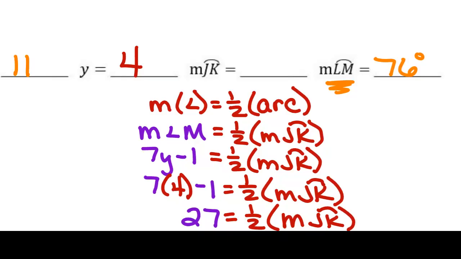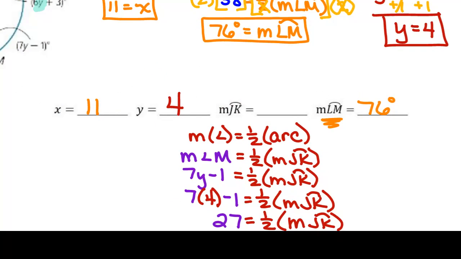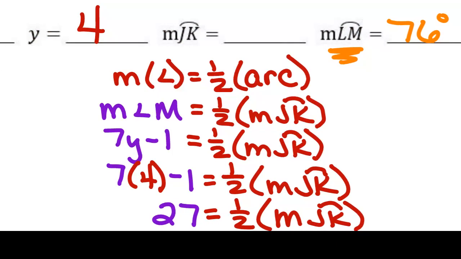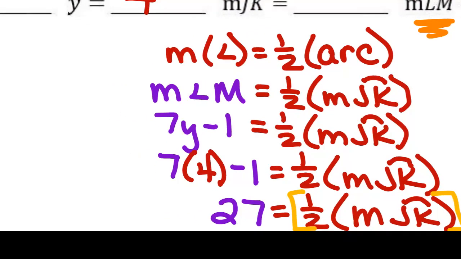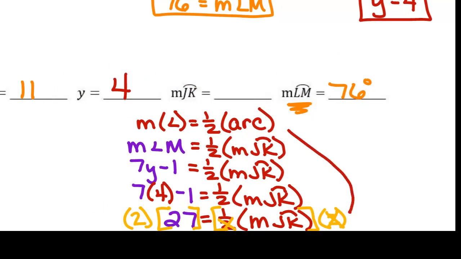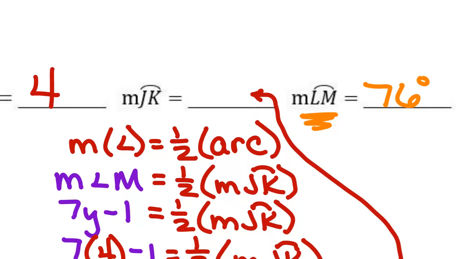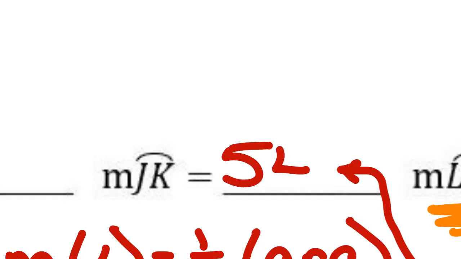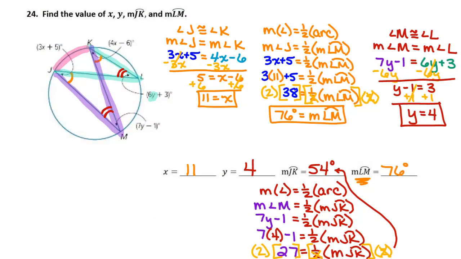And now what do I still need to do to get arc JK by itself? Multiply both sides by 2. Absolutely correct. If you do it to the right-hand side, we have to do it to the left-hand side. So the 2 in my denominator and the 2 that I'm multiplying by cancel each other out. So now I have just arc JK by itself. What is 2 times 27? 54. So arc JK is 54 degrees.